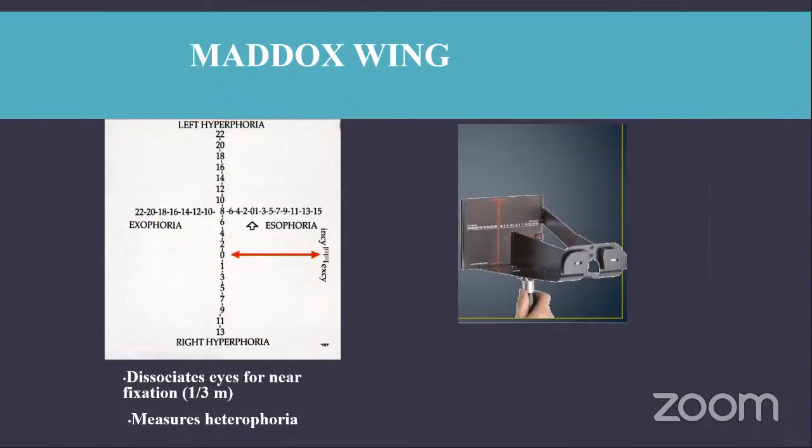This is the instrument. When you look through it, this is done at 33 centimeters. The patient looks through the right eye, sees a vertical and horizontal row of numbers indicating the amount of deviation, and the left eye sees one vertical white arrow and a horizontal red arrow. This is basically used to measure deviation, that is heterophoria, that is latent deviation, for near.